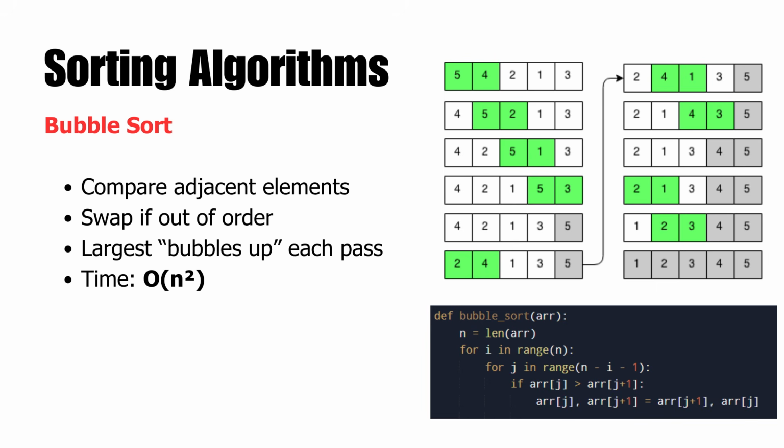After each pass, the largest unsorted element bubbles up to its correct position at the end of the array. You continue this until the array is sorted. An optimization is to exit early if no swaps occur during a complete pass, indicating the list is already sorted. While bubble sort is easy to implement and visualize, it becomes very inefficient as input size grows.